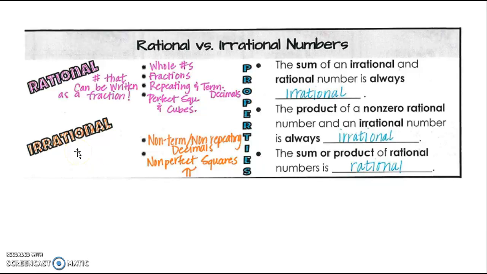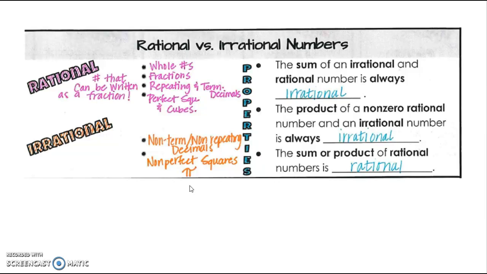Irrational numbers are your decimals that never end. They carry on and on with no particular pattern. They do not terminate, but they also don't repeat. They do not have a pattern. The other irrational numbers are your non-perfect squares. So like if you were to plug in the square root of 5 in your calculator, you're going to get some crazy long decimal answer. That is an irrational number. Pi is also an irrational number, 3.14, and it keeps going forever and ever with no particular pattern.